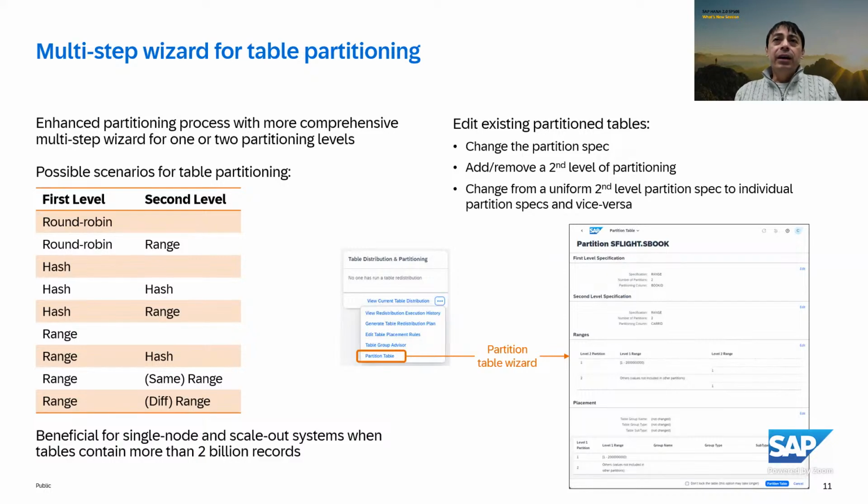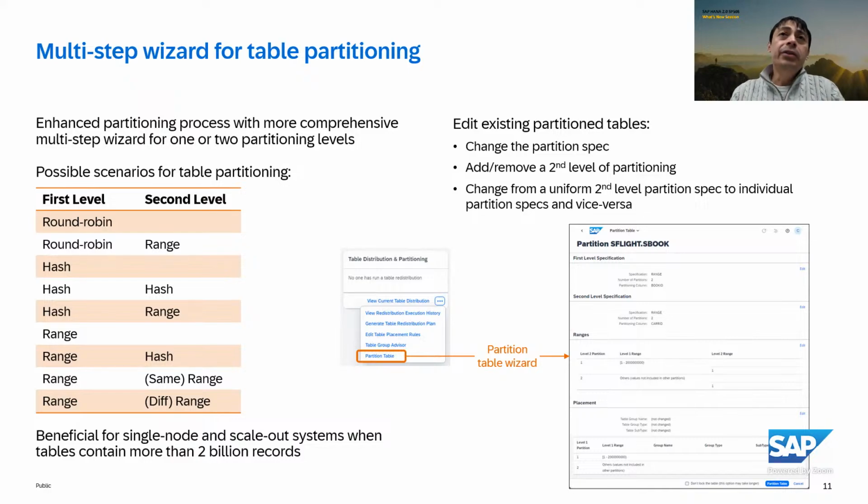The way this is invoked is you go to the table distribution and partitioning card in the HANA Cockpit, and then you'll see a partition table menu item. You can click on that, and that will take you to the partition table wizard. You go through the whole wizard, and that's when you specify the first level partitioning and second level partitioning, and then you complete it, and you'll have your partitioning done at that time.